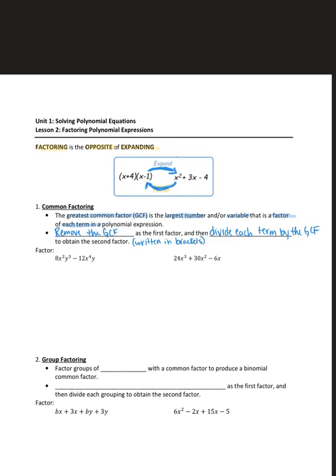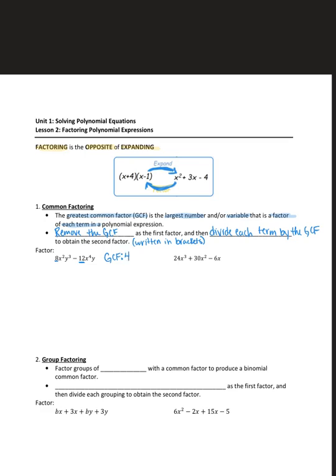So our first example here: we have 8x squared y to the power of 3 minus 12x to the power of 4y. If we want to try to common factor that, we have to look at our coefficients and our variables. For the greatest common factor of our coefficients, 8 and 12, think about the factors of 8 and 12 and which one is the biggest that they have in common. That is going to be 4.